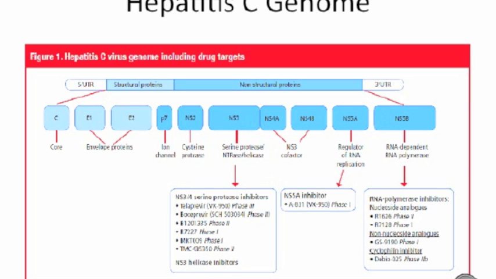Hepatitis C virus has many genotypes, and genotype 1 is the most common in the US and Europe. The hepatitis C genome consists of a single open reading frame, which is translated to produce a single protein product, which is further processed to produce smaller active proteins. The structural proteins in light blue shade include the core and envelope proteins, and the rest are the non-structural proteins.